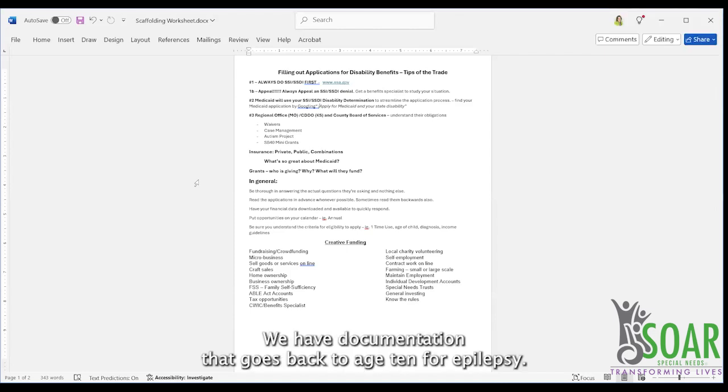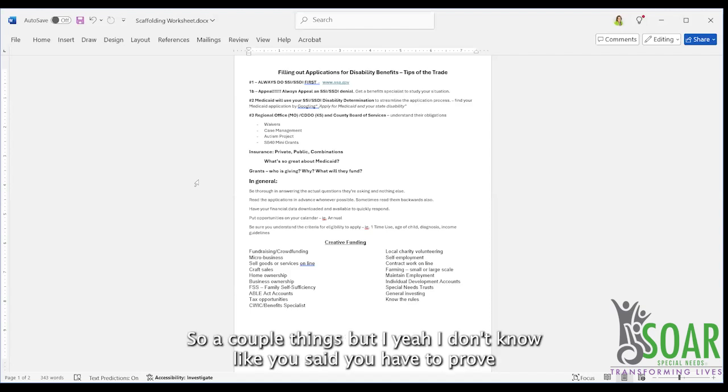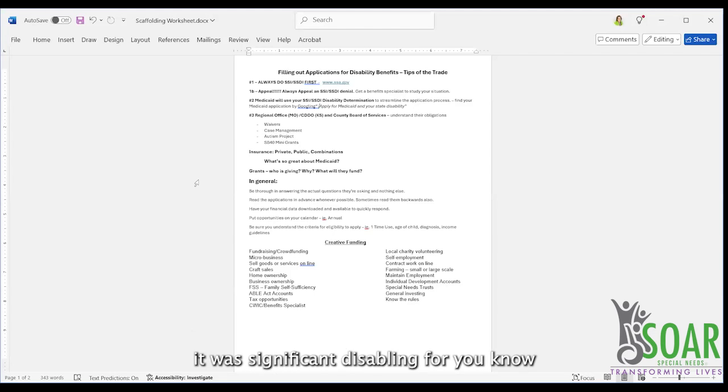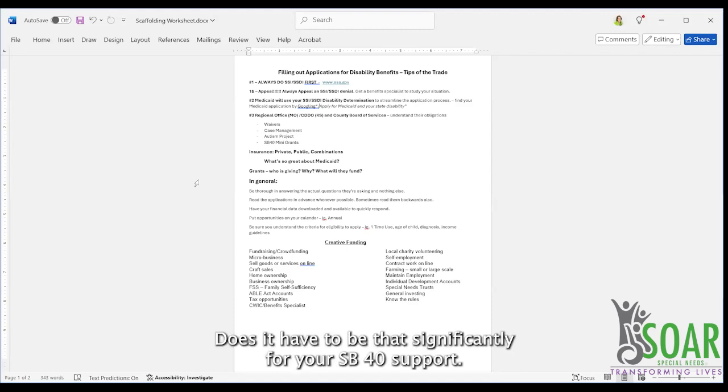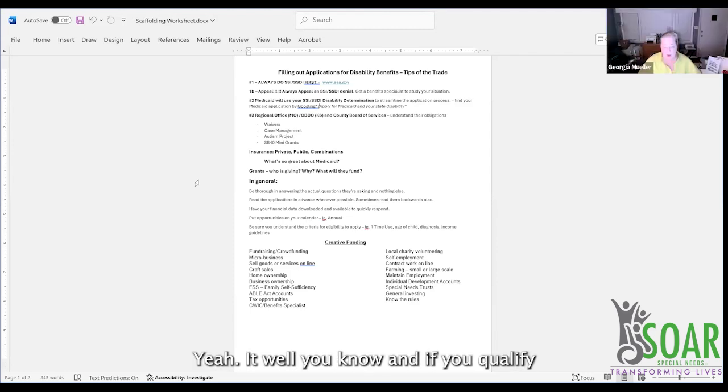Okay, yeah, because we have documentation that goes back to age 10 for his epilepsy. Everything else has kind of come out. Well, he had asthma too, so a couple things, but I don't know. Like you said, you have to prove it was significantly disabling for eligibility for SSI, but does it have to be that significant for SB 40 support? So okay, thank you. Yeah, it does.